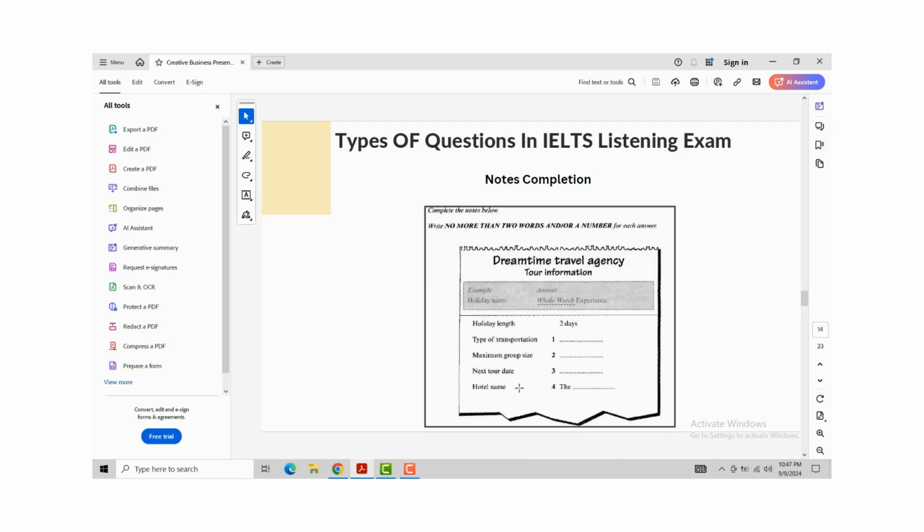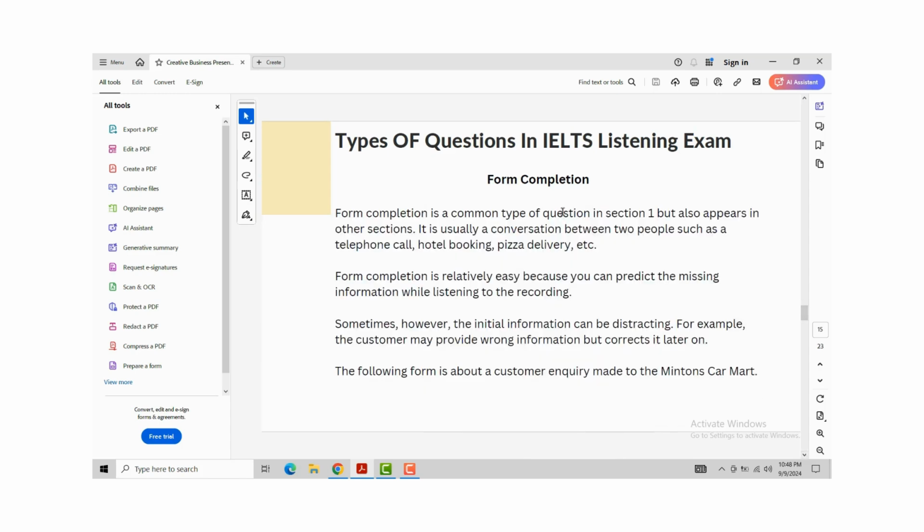As you can see, it is very similar to sentence completion or summary completion, but the information is provided in the form of notes, and you have to complete those notes by adding the missing words or answers. Got it? Okay, now we quickly move forward to our next question type: form completion.